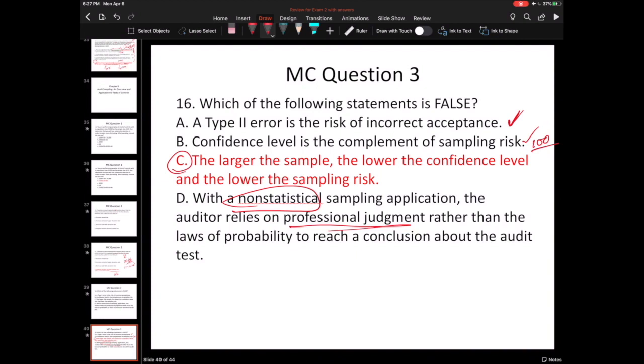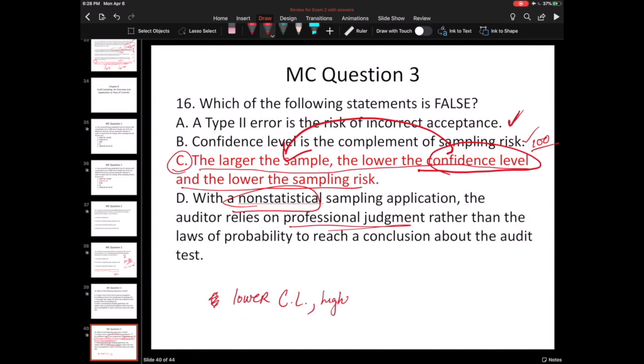All right, so let's talk about C and how I can reword C to make it true. C currently says the larger the sample, the lower the confidence level, and the lower the sampling risk. Remember, your confidence level drives your sample, not the other way around. So confidence level should be first in this question. I can say the lower my confidence level, the higher my sampling risk.